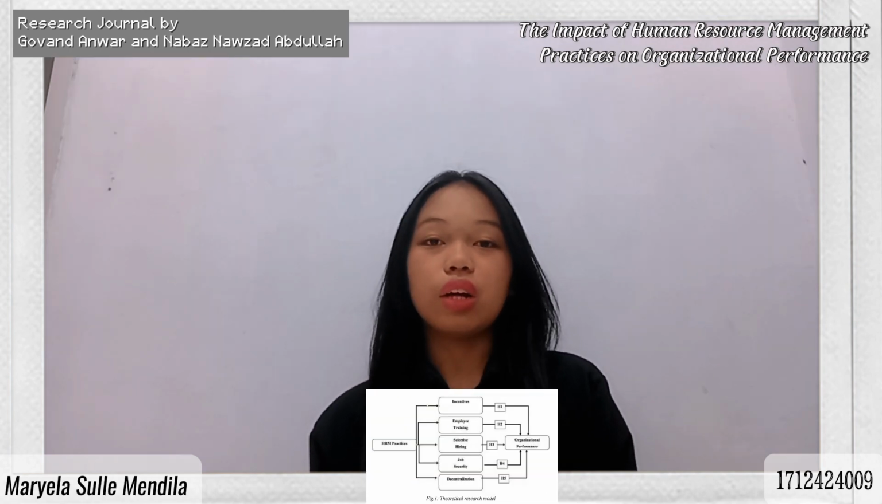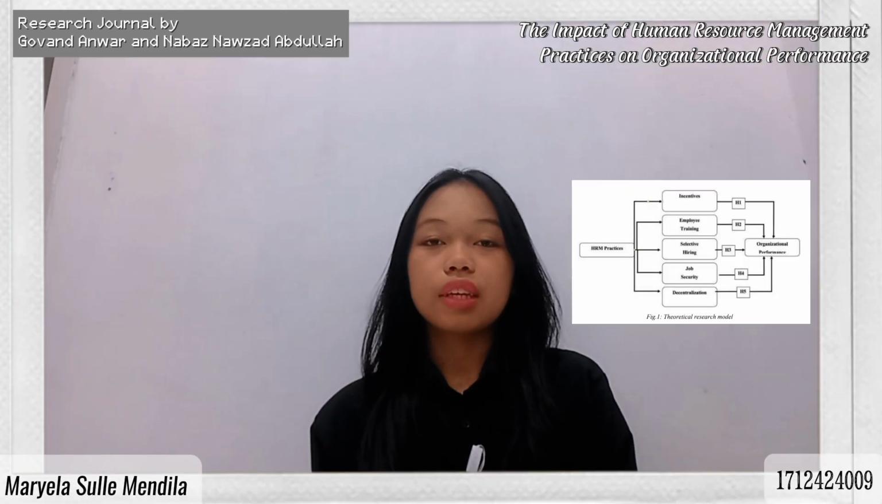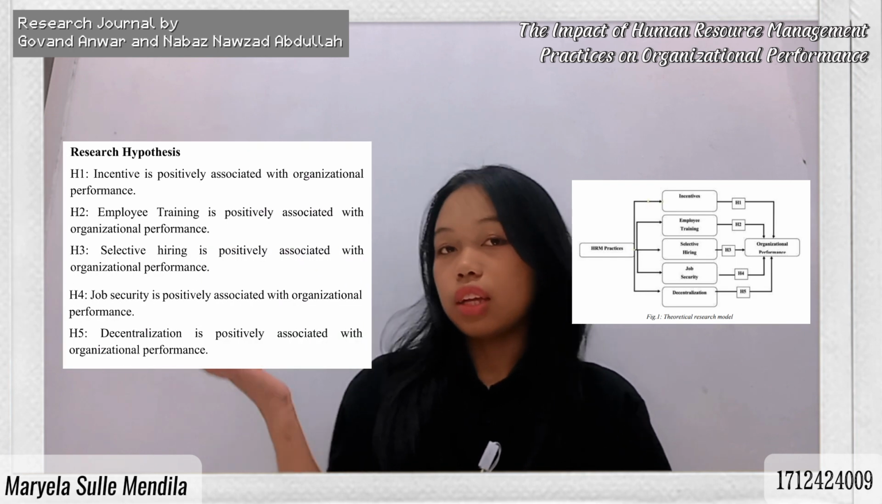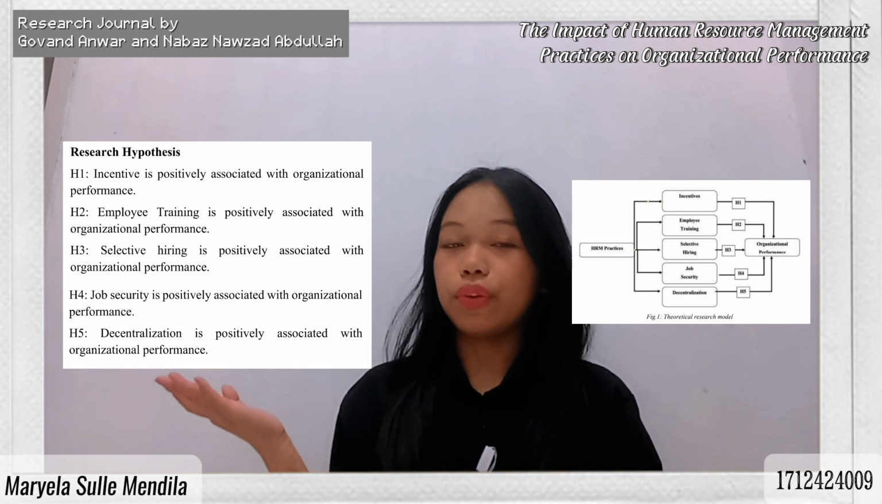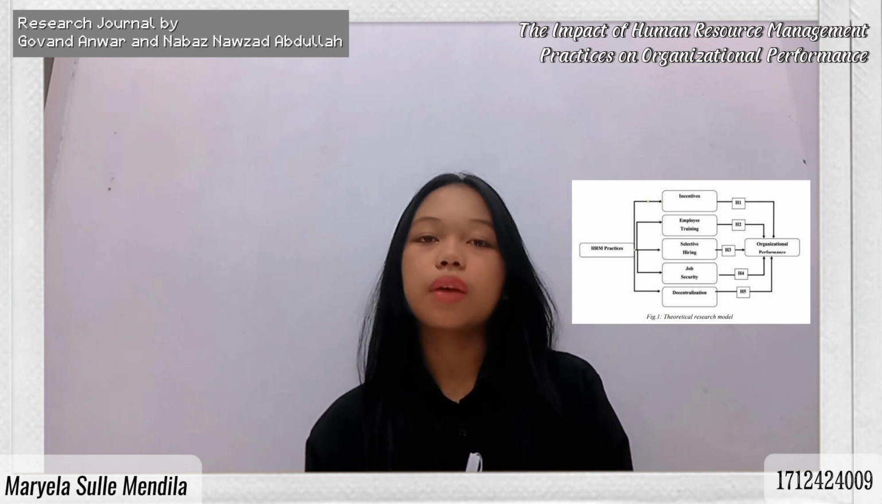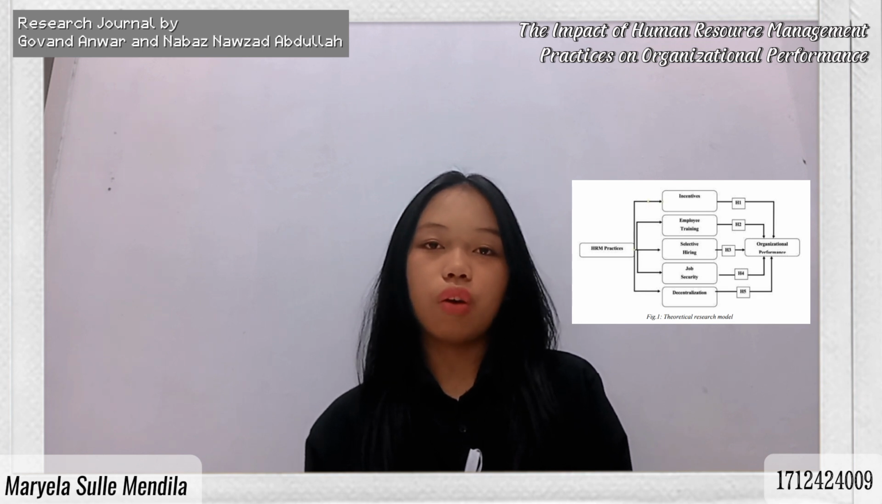The model visually outlines the hypotheses tested in the research, showing how 5 key HRM practices are expected to affect performance: incentives, employee training, selective hiring, job security, and decentralization. In essence, the figure serves as a roadmap for the research, guiding the analysis of whether and how each HRM practice influences the performance outcomes within government institutions.